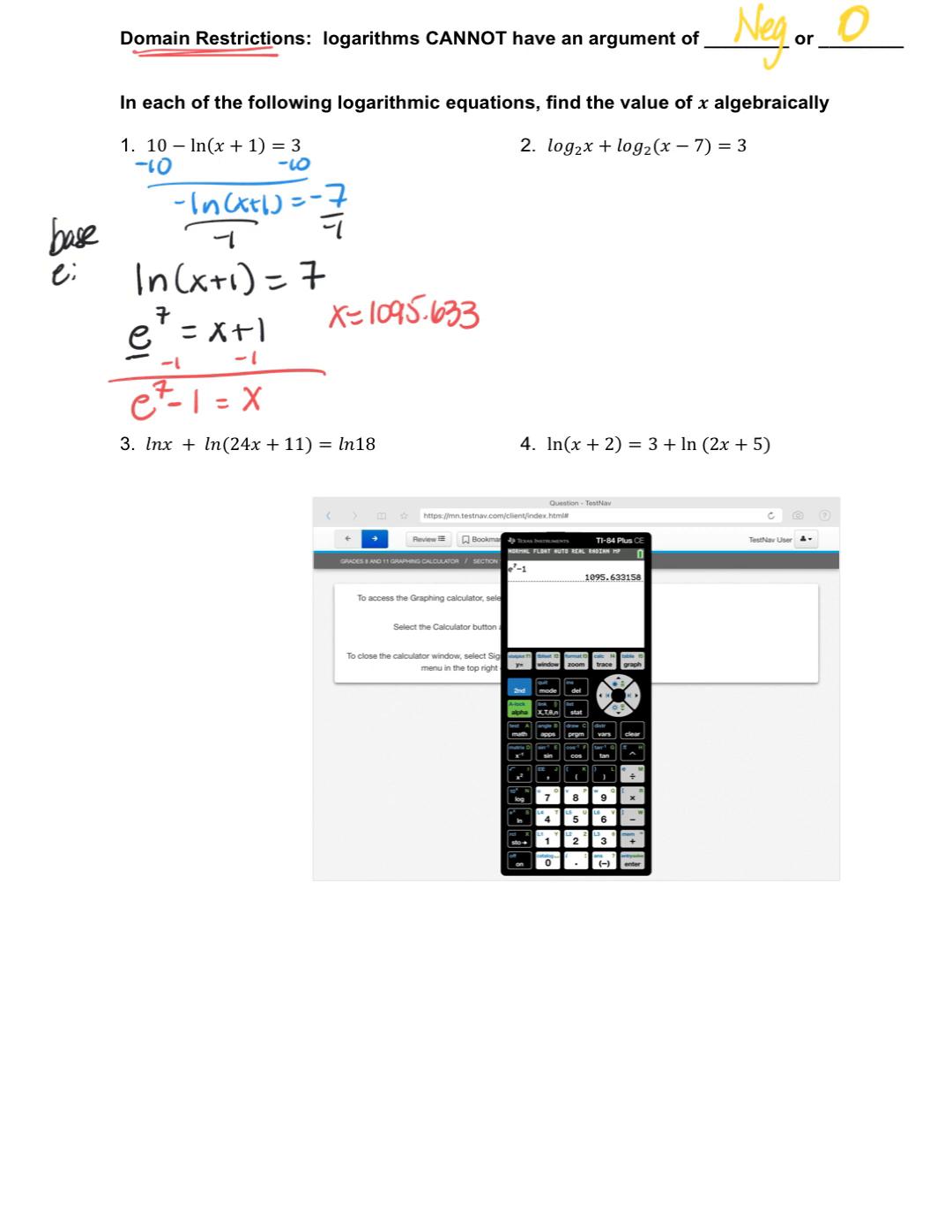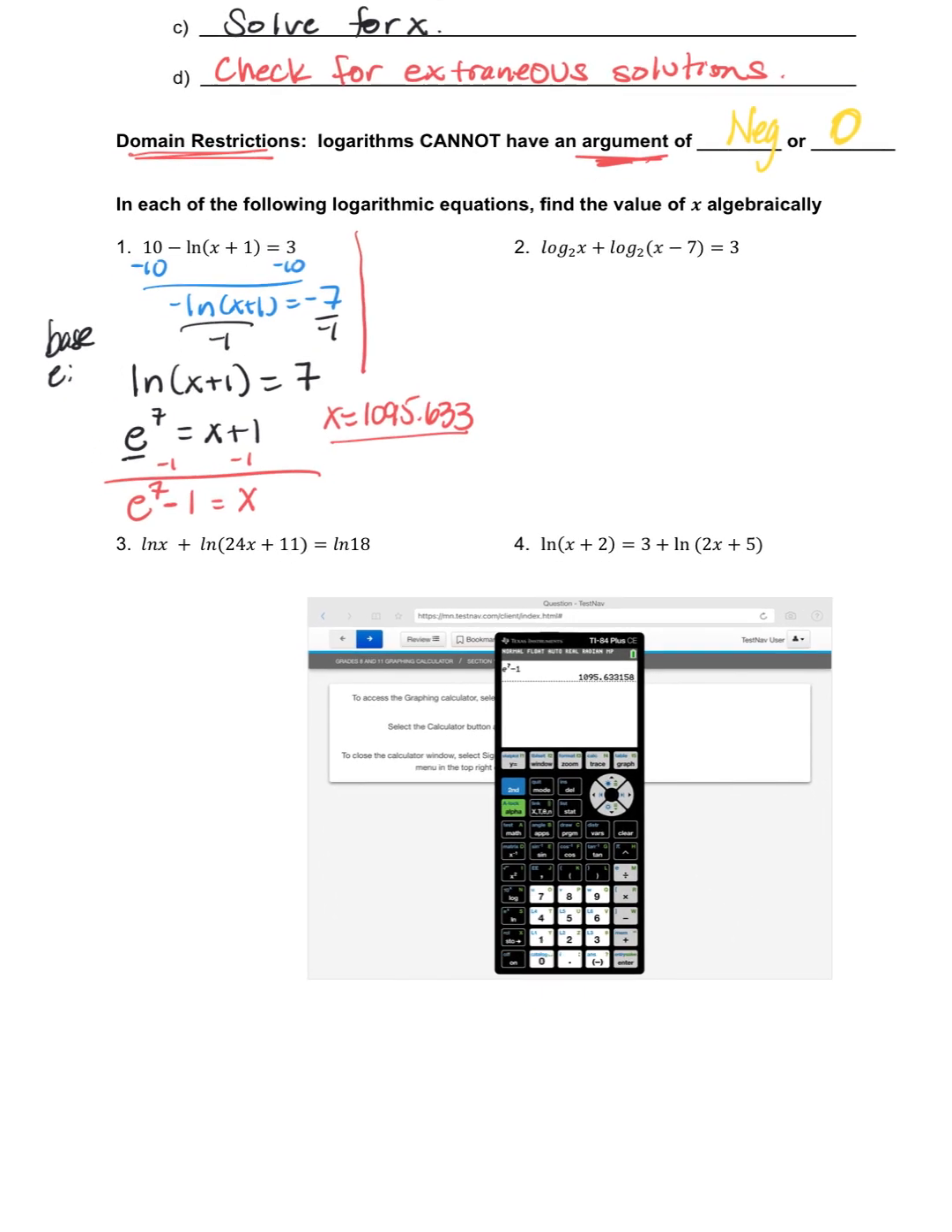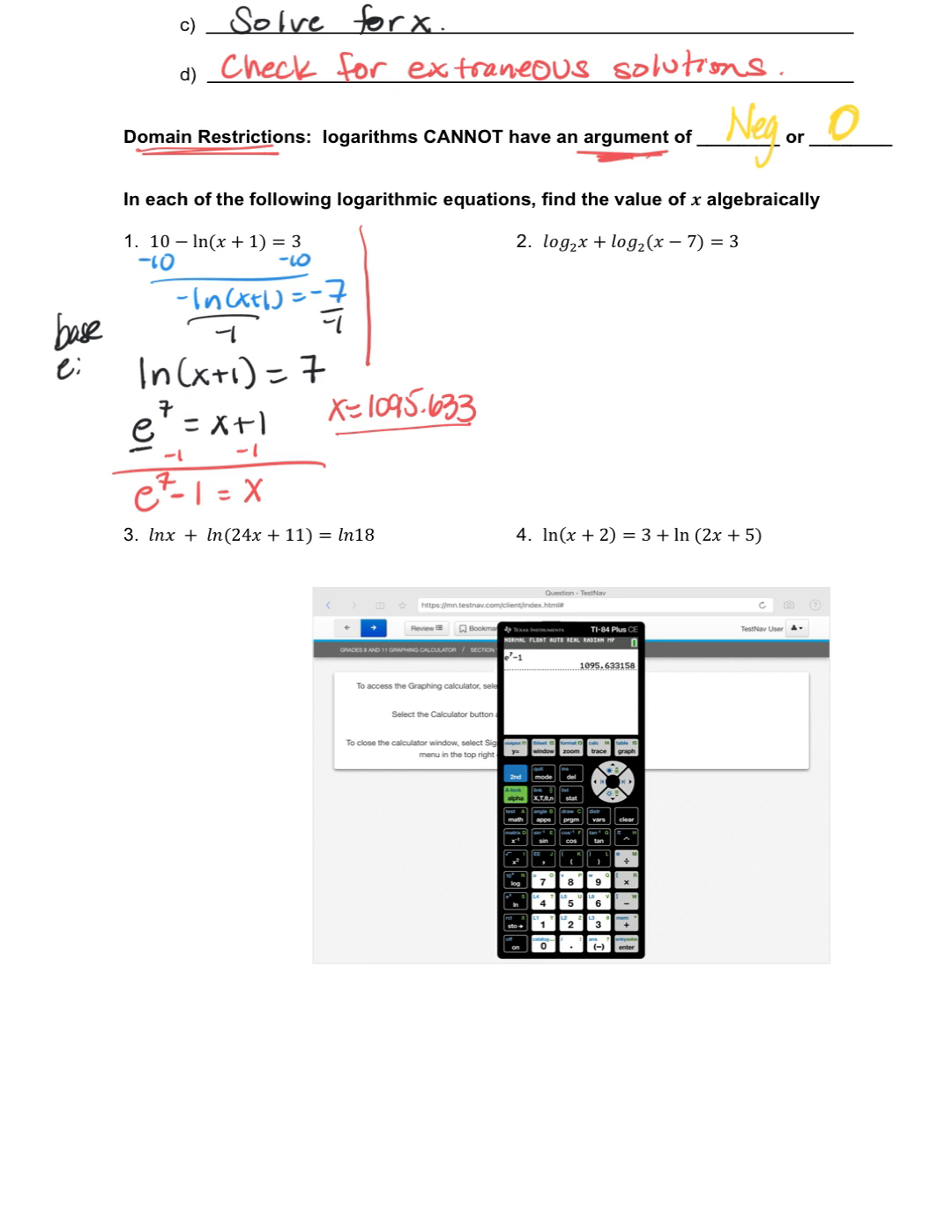Now I've got to check first, and this is how simple checking is. Now it says the argument up here, if we look up here from before, cannot be 0 or negative. And we said earlier the domain had to be greater than 0. So all you're going to do is take your argument. Well, this argument right here is x plus 1. Okay, so I'm going to check. I'm going to take my argument, which is x plus 1. That has to be greater than 0. Well, now I'm going to substitute x in there. What is x? Our x is 1095.633. I'm going to add that to 1. And the question is, is this greater than 0? Yes. So this is a solution.